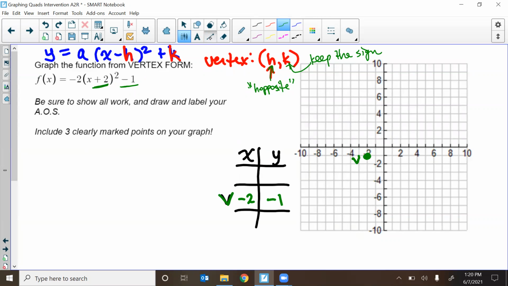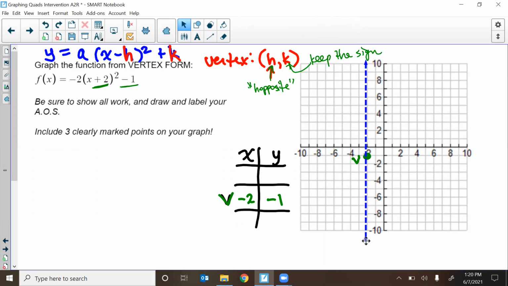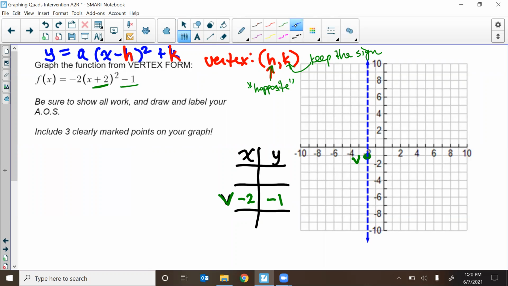I can also draw my axis of symmetry going right through that vertex. And then I will label the axis of symmetry as x equals, and then whatever the x value is here. So x equals -2.